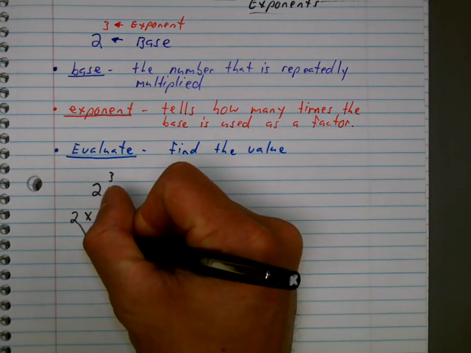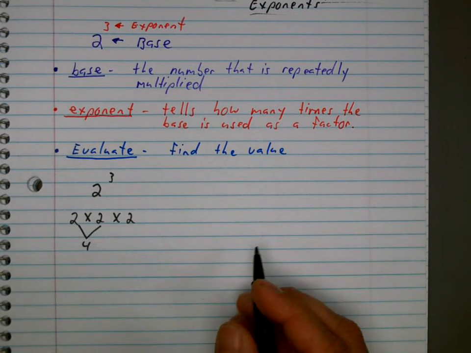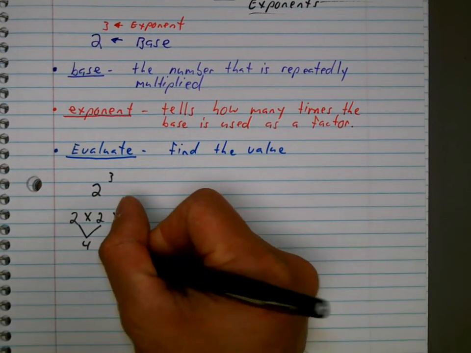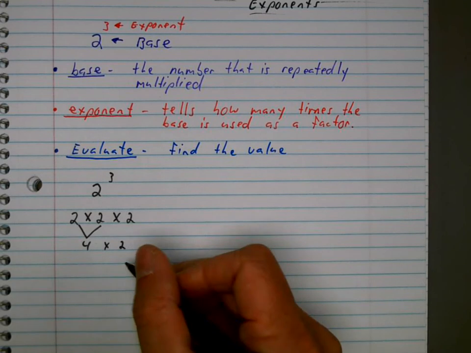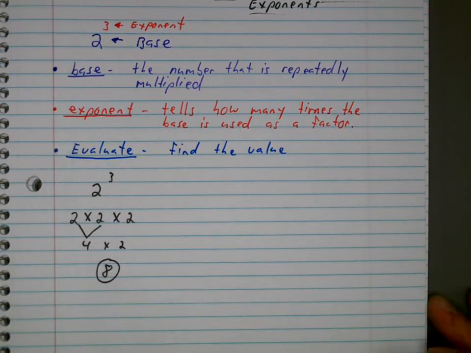So we'll break this down. We'll start with the first 2. 2 times 2 is 4. And we'll multiply it by the last 2. 4 times 2 is 8. It's pretty simple.